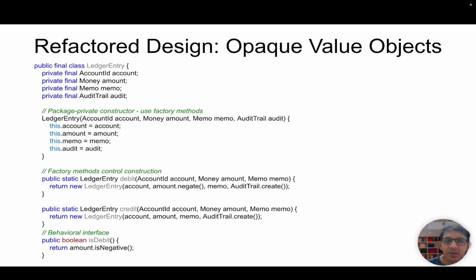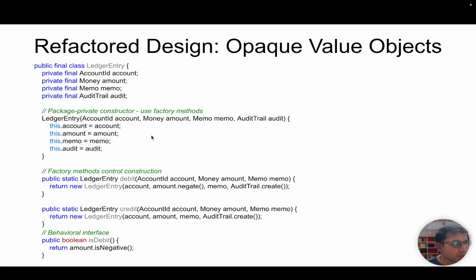There's a debit method that creates a debit entry by negating the amount. There's a credit method that creates the credit entry with a positive amount. Both methods automatically create audit trails. The behavioral interface expresses domain types clearly. The isDebit method encapsulates the logic for determining entry type.